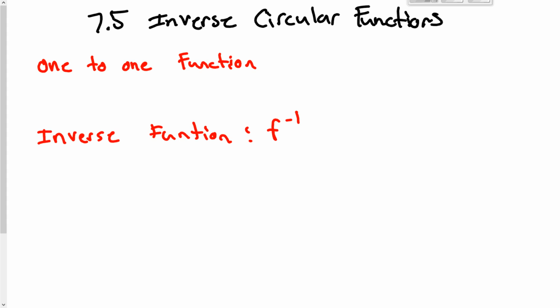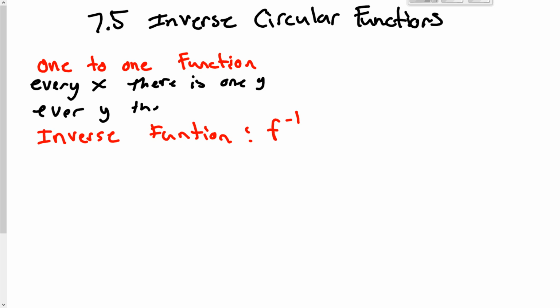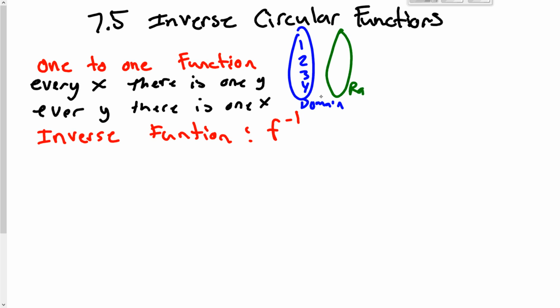that means for every x, there is one y, and also for every y there is one x. So example, if I have 1, 2, 3, 4, I'm in my domain, right, and they get mapped to my range, my y's, my x's and my y's, A, B, C, D. That means everything in my domain has to go somewhere.